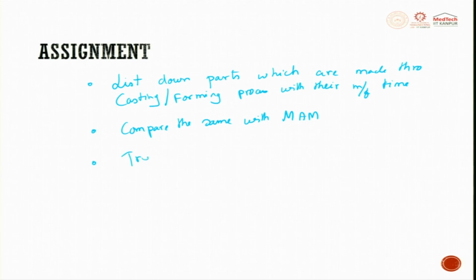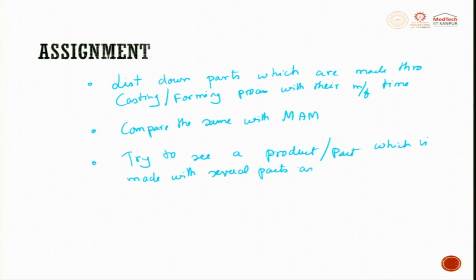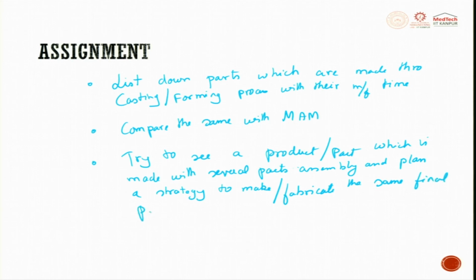You also try to see a product or part which is made with several parts assembly, and plan a strategy to make or fabricate the same final part, product or part through the AM process. Okay. So, here what I am trying to say, do not try to go for GE, I have already shown you that example.